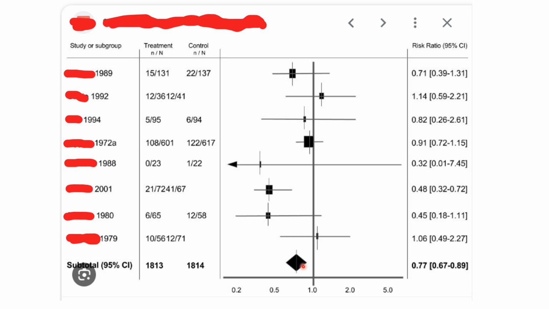As I said before, this vertical line is intersected by some horizontal lines. Each point here is the point estimate, which is the risk ratio, and the horizontal lines that are extending beyond this are the confidence interval.